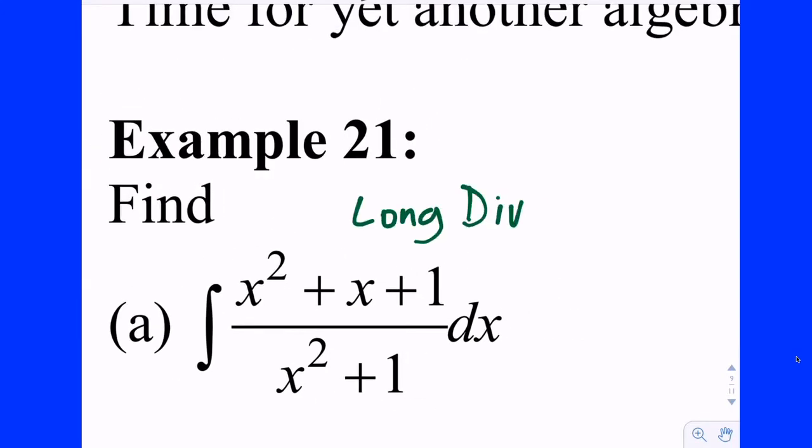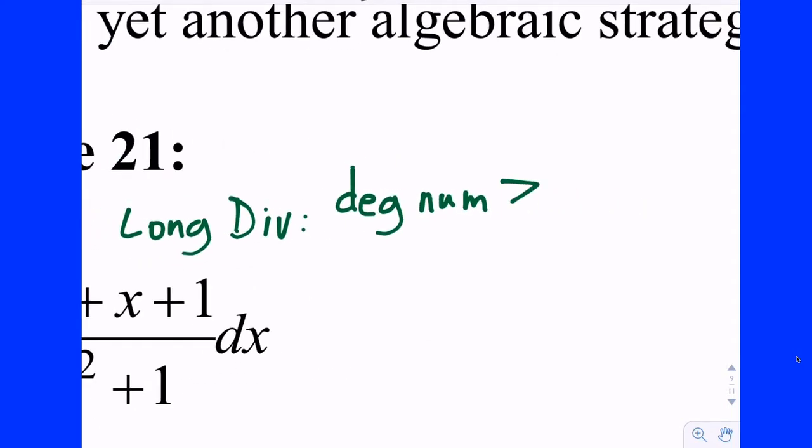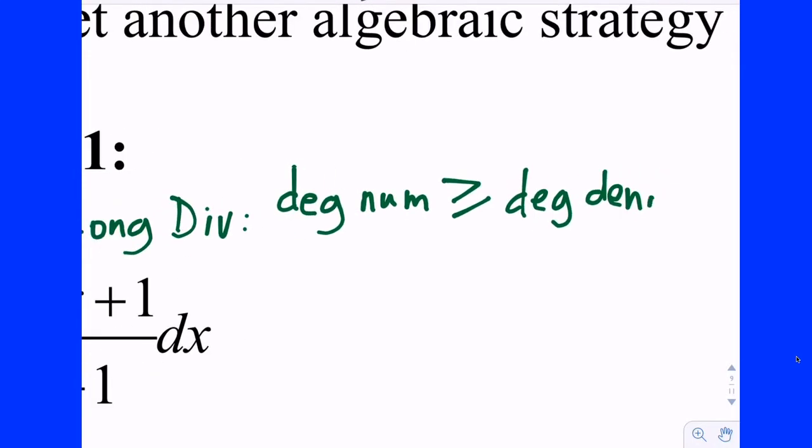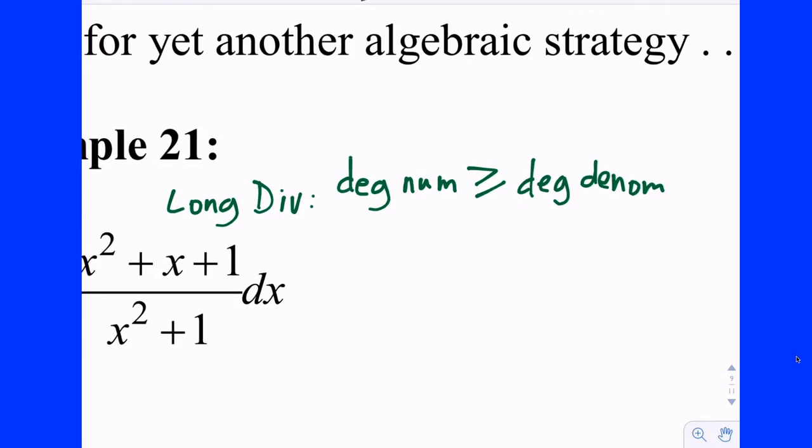When does long division work? When you're doing it. Because y'all are awesome at it. No, it's when the degree of the numerator is greater than or equal to the degree of the denominator. It works all the time, really, even if the numerator is smaller, but you're going to start generating fractions, and we don't want to do that. So it's a good strategy, I should say, whenever the degree of the numerator is greater than or equal to the degree of the denominator. Something can go into something else that's the same size or larger.